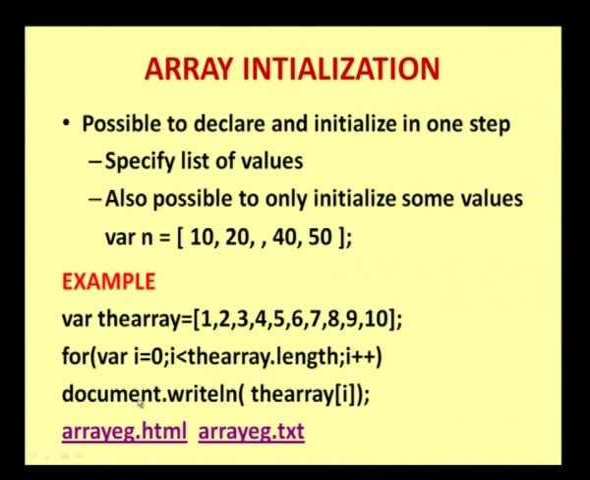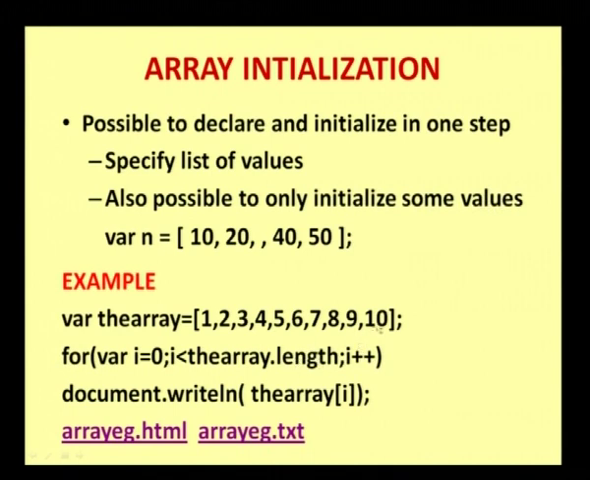To print the elements we are going to use document.writeln of the array of i. So this is an example for array initialization at compile time. So variable array is equal to the values, and length represents the array object's property.